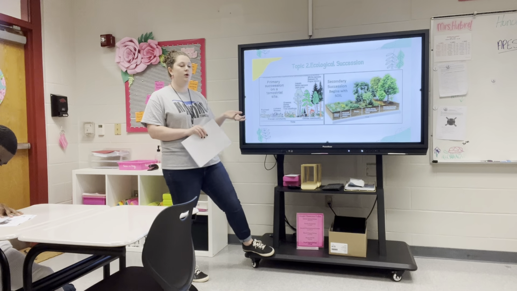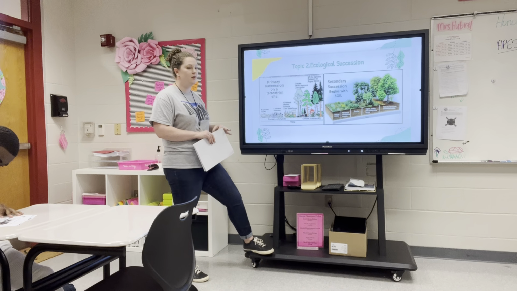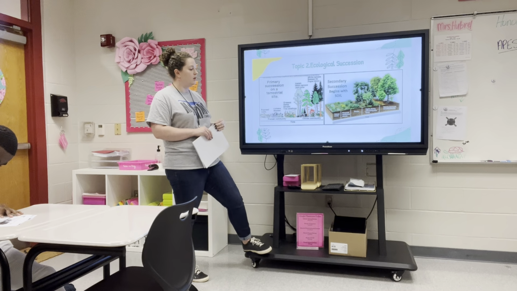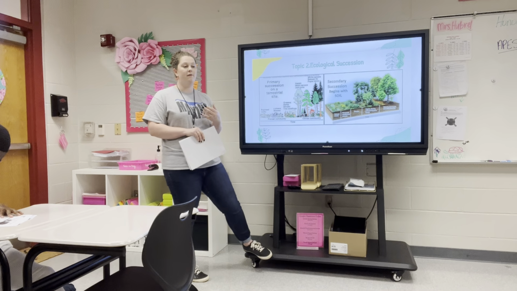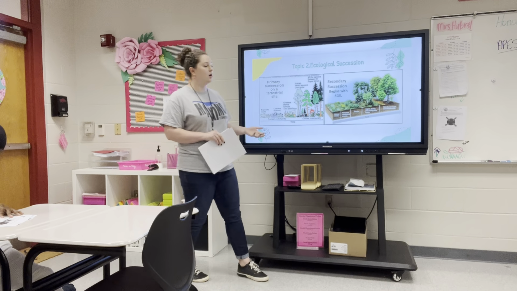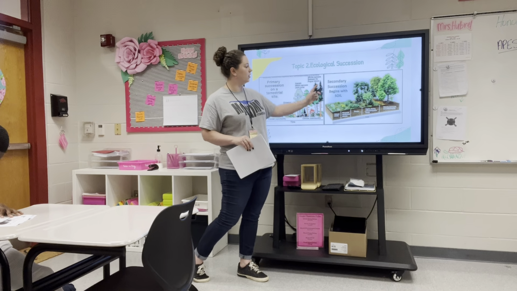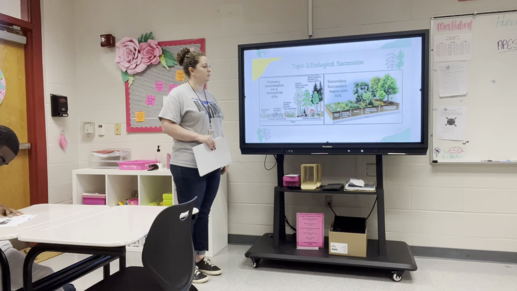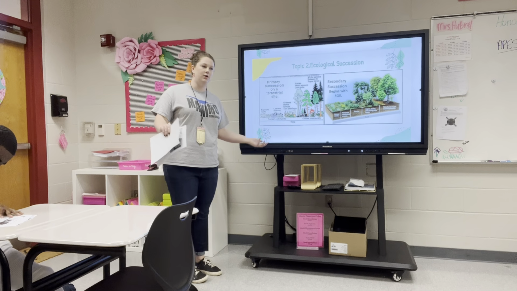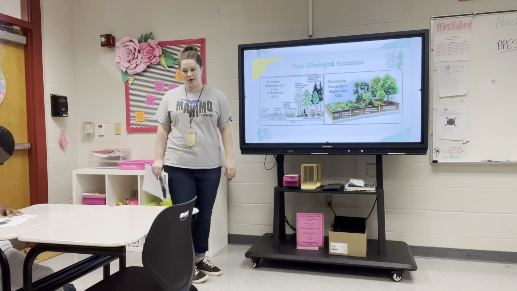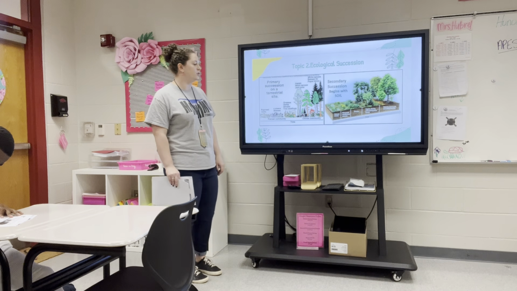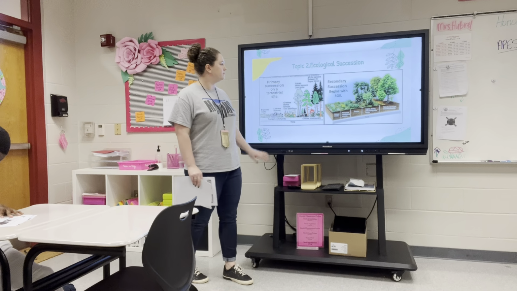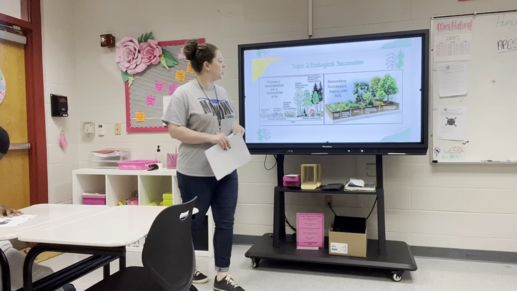The soil's already there. Everything they need is there. The disturbance that would cause it to need to go through this would be like a fire. Fire is going to cause an ecosystem to need to go through secondary succession. Tornado would also be another good one. Hurricane, yes. All of those, you still have soil. And that's the end of unit 2.